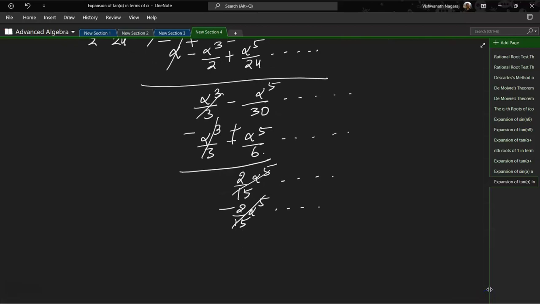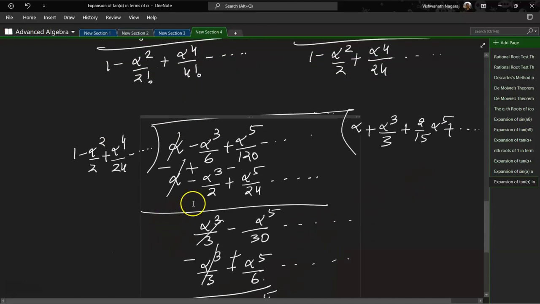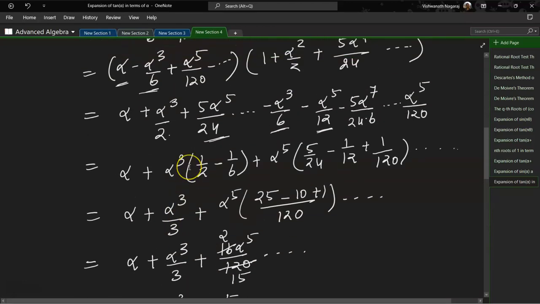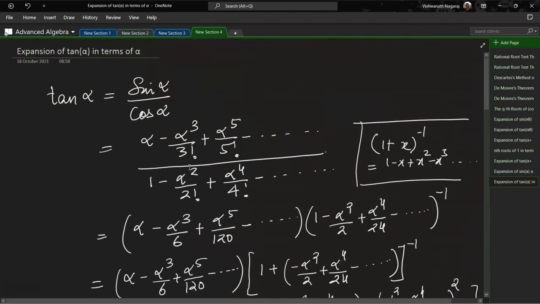What is that? The result is tan alpha is equal to alpha plus alpha cube by 3 plus 2 alpha 5 by 15 plus dot. So that is the expansion. We can do this doing division like this, or we can do it using binomial expansion.